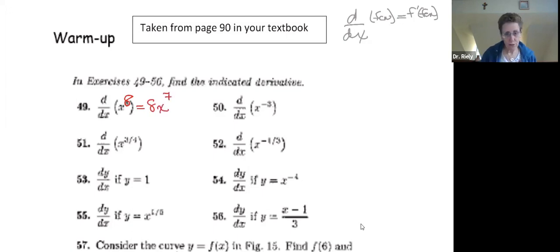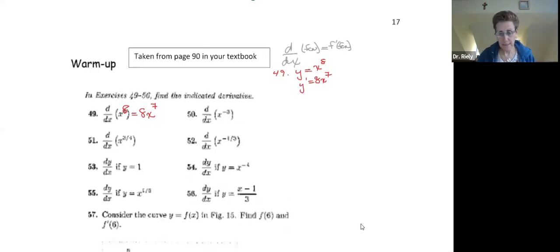So notice your answer comes along one line. If I was doing prime notation, so for 49 with prime notation, I would have had to have two lines. For example, I could have said y equals x to the 8. Then I would say y prime equals 8x to the 7th. I would not say y equals x to the 8th equals 8x to the 7th. That would be bad. Okay, so now we're good with that notation.